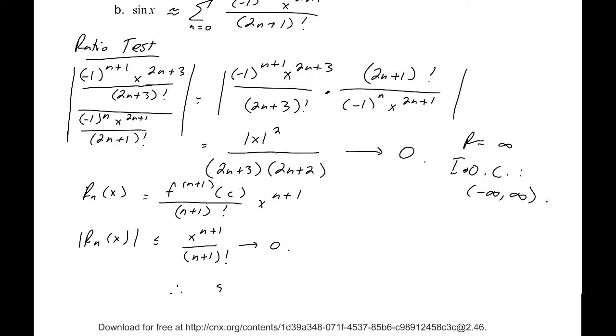Therefore, that power series converges to sine x for all values of x: the sum of (-1) to the n, x to the 2n plus 1 over (2n plus 1) factorial. All right, that brings us to the end of this section on Taylor series.